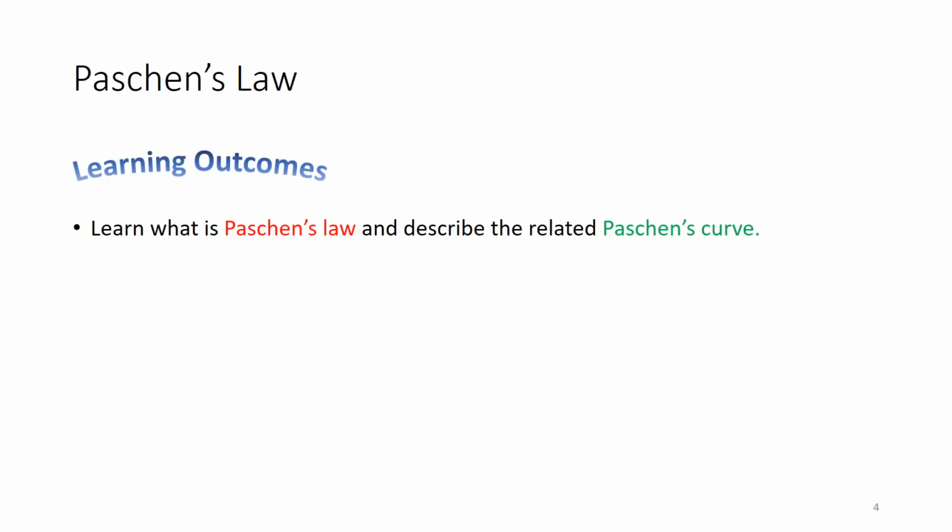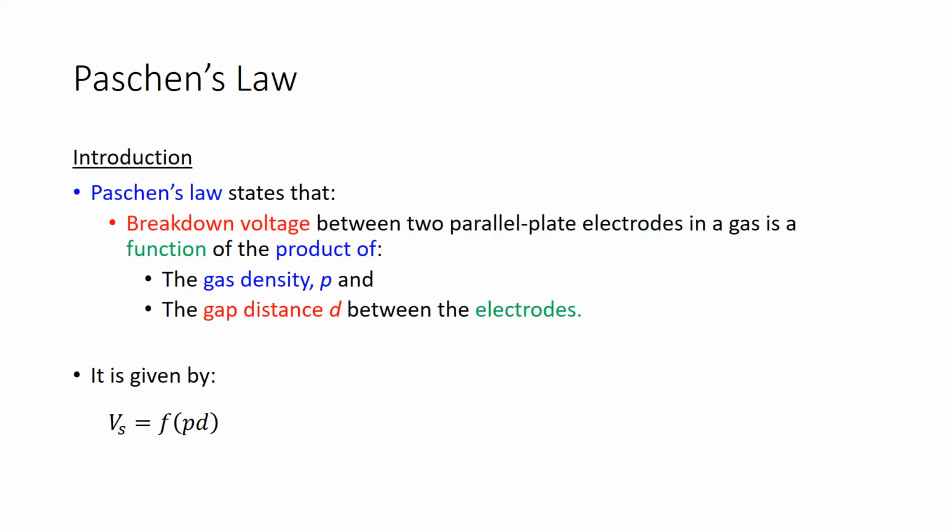The objective for this lecture is to learn what is Paschen law and describe the related Paschen curve. Paschen law states that breakdown voltage between two parallel plate electrodes in a gas is a function of the product of the gas density ρ and the gap distance between the two electrodes d. And this is given by V equals some function f, and the function contains this term ρ times d.